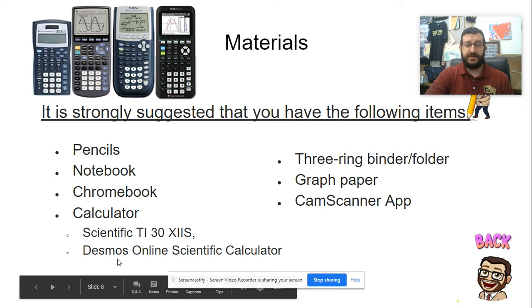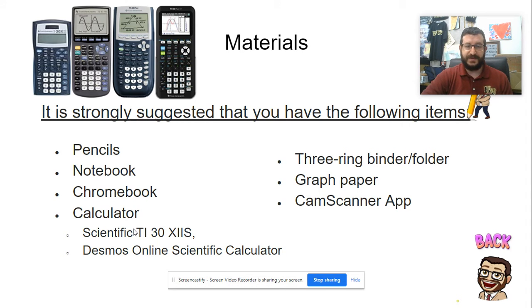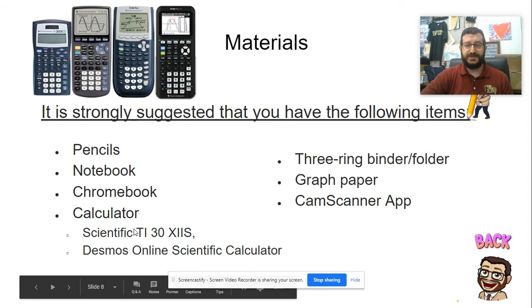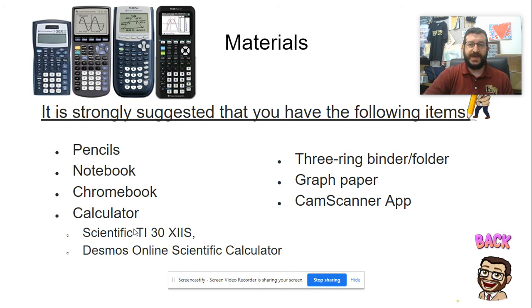We've also downloaded the Desmos online scientific calculator to some of the phones, but I can't allow students to use phones during assessments. So if they have a calculator, that's fine to use during assessments, but a phone would not be. I do have some loaners in the class. We do have sanitation wipes that will disinfect them in case students need to borrow them.